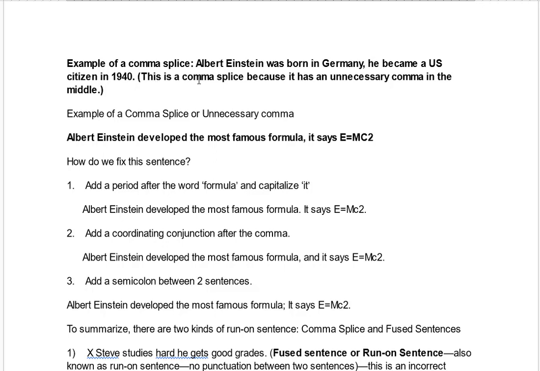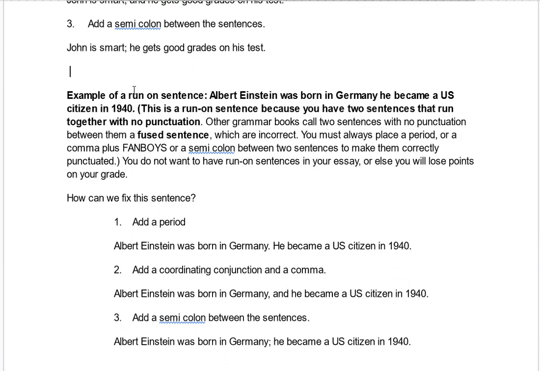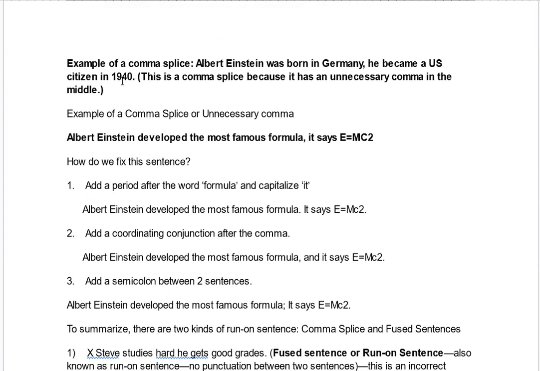And so here you have another example of a comma splice, which is also in your quiz. Albert Einstein was born in Germany. He became a U.S. citizen in 1940. It's the same thing as before. So anyway, here you have two sentences joined together only by a comma. Therefore, this is a comma splice.